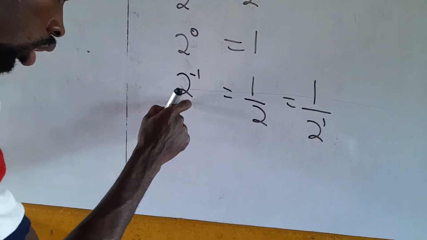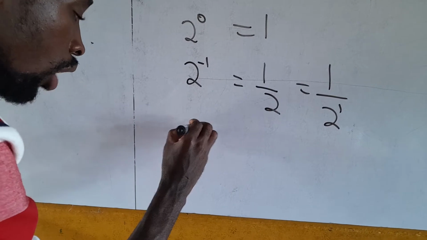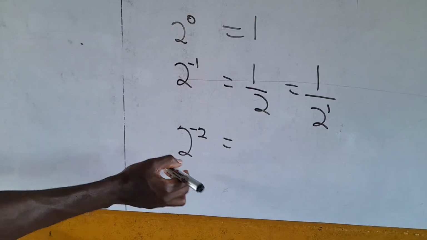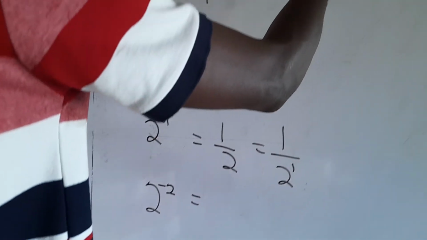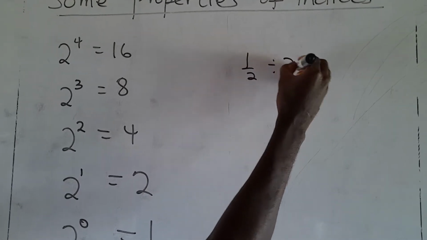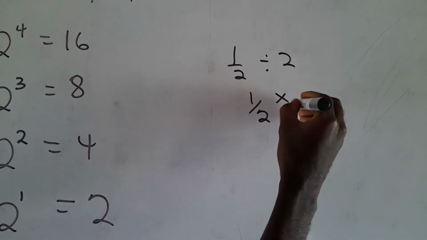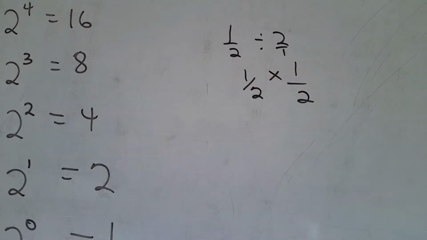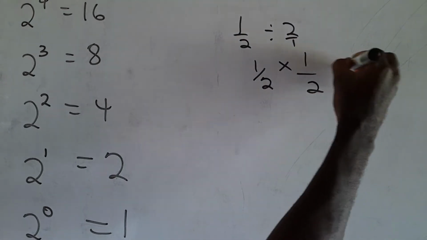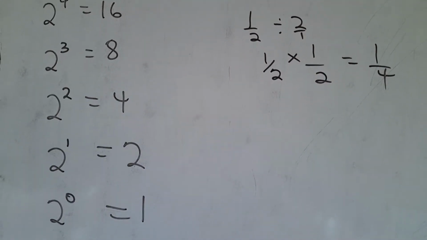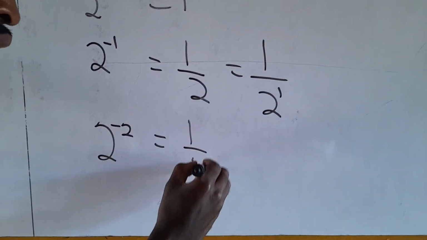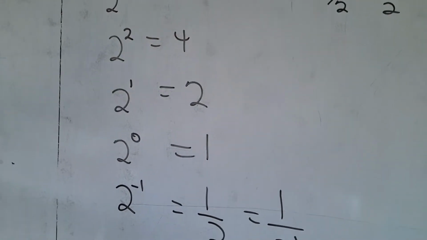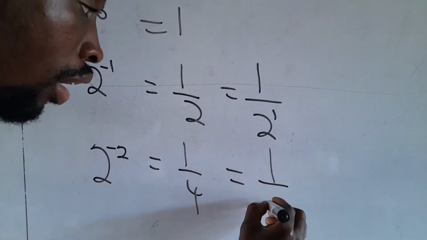Take notice of it. This will also reduce again by 1, so we have 2 exponent negative 2. What are we having? We divide half by 2, by the base. So half divided by 2 is the same as half times 1 over 2. Remember, division we can change to a multiplication problem by reciprocating. So we get 1 over 4. So you can say 2 exponent negative 2 is 1 over 4. Look at it, 2 exponent 2 is 4, so we can rewrite 1 over 4 as 1 over 2 exponent 2.